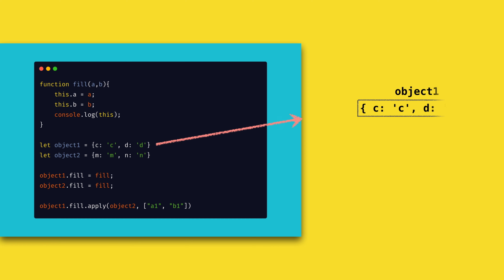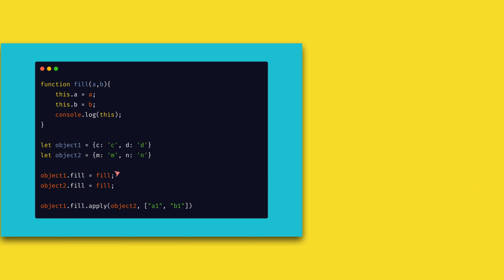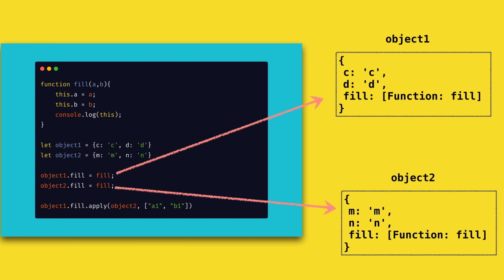These two lines of code create object1 and object2. Then we add a property called fill on object1 and object2. The fill property is a reference to the fill function, so when these lines of code are executed, both object1 and object2 will have the fill property attached to them.